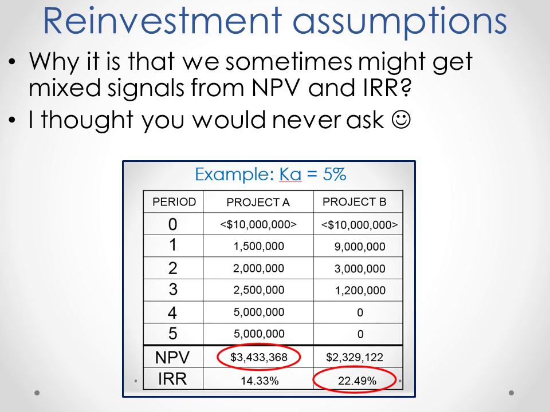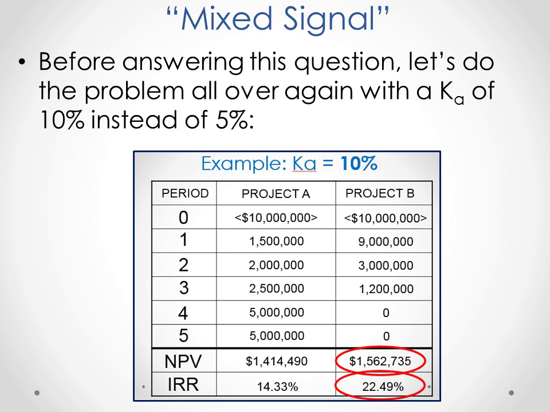Now, why is it that we sometimes might get mixed signals from net present value and IRR? Maybe that thought was crossing your mind. Why is this happening? And as I say here, I thought you would never ask. Now if you have that information plugged into an Excel worksheet, go ahead and change your cost of capital to 10%. And when you do that, you'll notice something interesting happens.